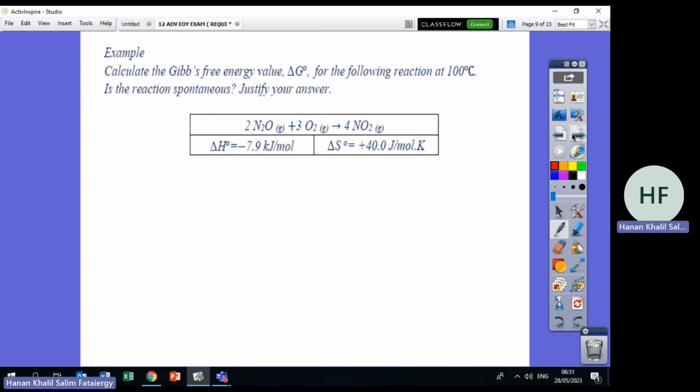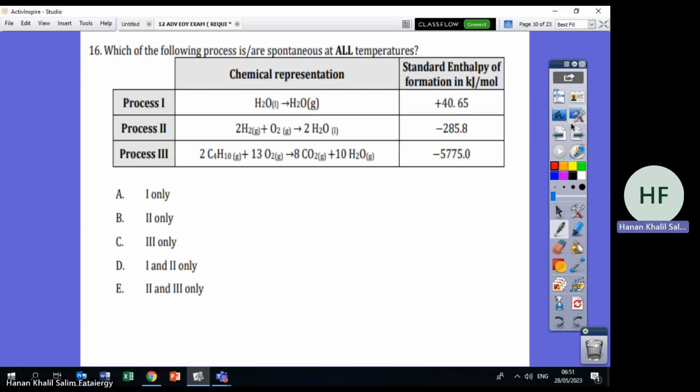Okay, another question. Pause the video and do this question. I think it is similar to what we solved previously. You need to calculate delta G by using the formula. Okay, pause the video and calculate it. The answer should be minus 22.8 kilojoules. Okay, which of the following is spontaneous at all temperatures? Remember, spontaneous means delta G is negative.